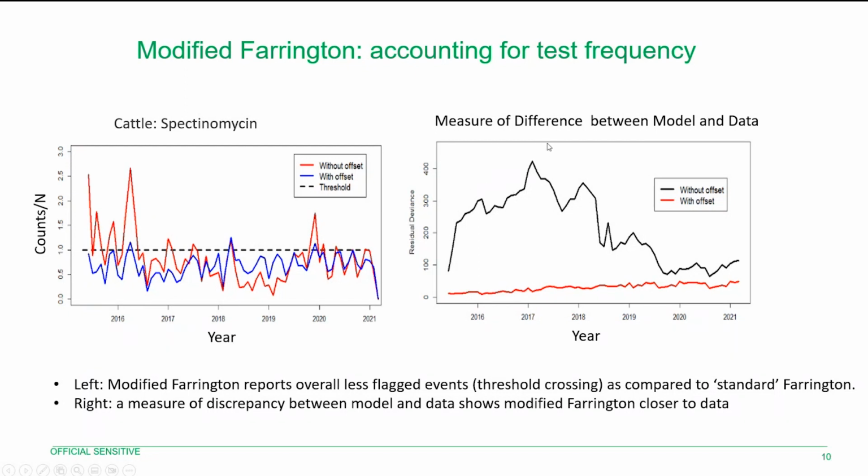But to have a more quantitative assessment of the different performance of the algorithm, we also looked at a measure of difference between the model and the data. The black line in the plot on the right refers to the standard implementation of the Farrington algorithm, and the red line to the implementation with offset. You see that the red line is lower, which means it is closer to the data. So essentially what you see on the right is a measure of the discrepancy between model and data, which shows that the modified Farrington, including the offset, is closer to the data.